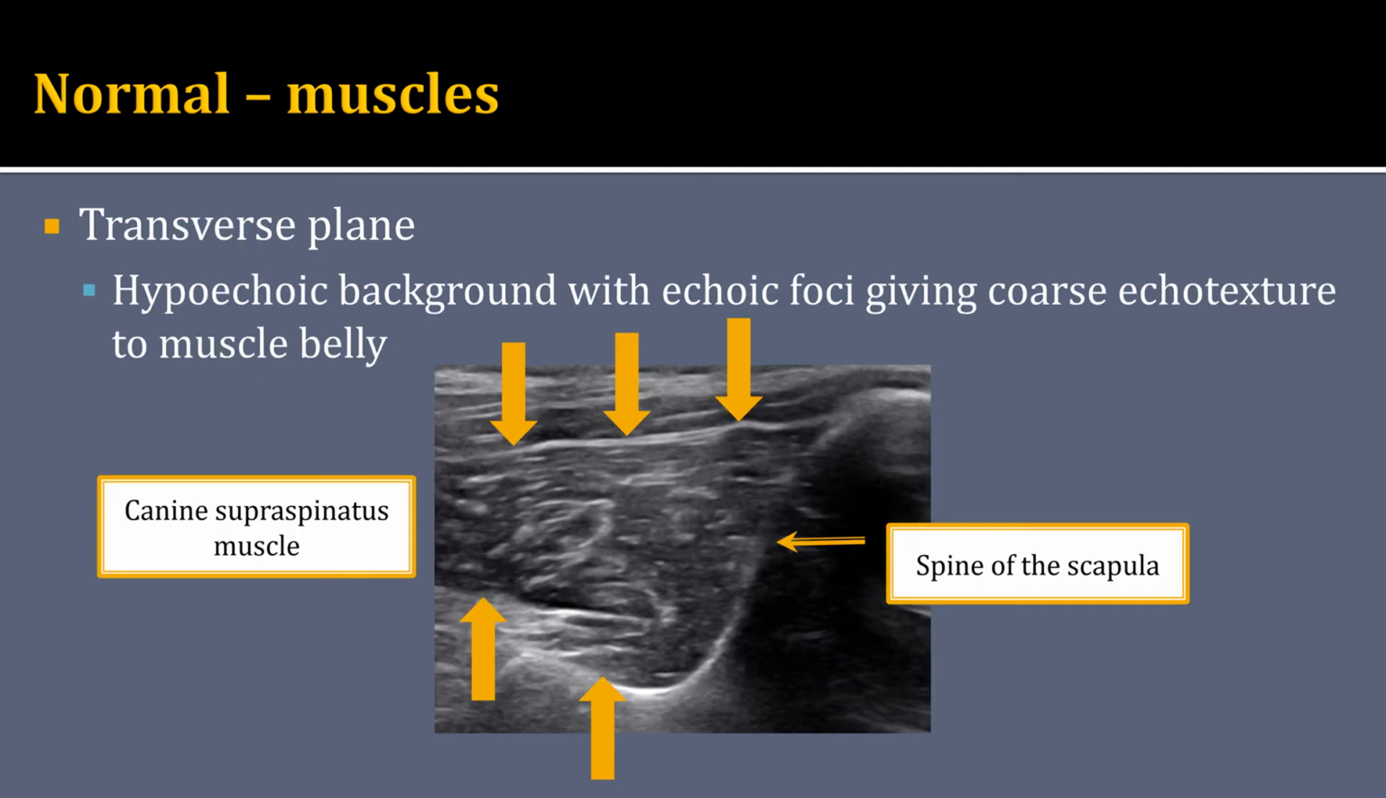In transverse plane, again, we'll see the hypoechoic background of the muscle fascicles, and then we'll see echogenic foci, less kind of oblique striation, that gives a coarse echotexture to our muscle belly, which again here, the supraspinatus muscle in a dog, is outlined with the orange arrows. We can see here the hyperechoic linear echo from the spine of the scapula with acoustic shadowing.